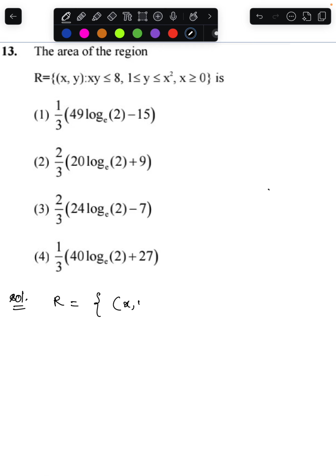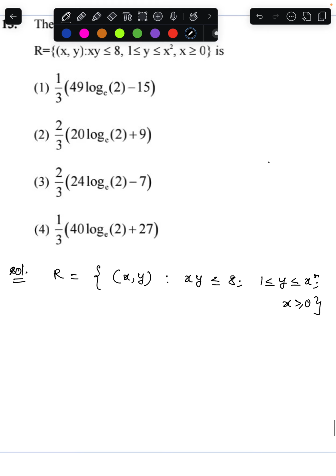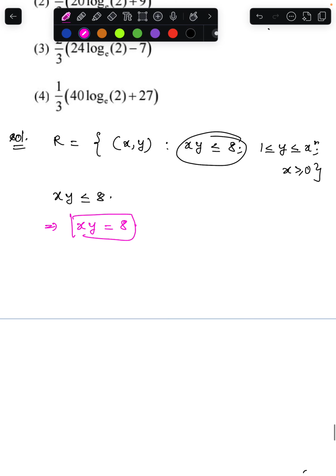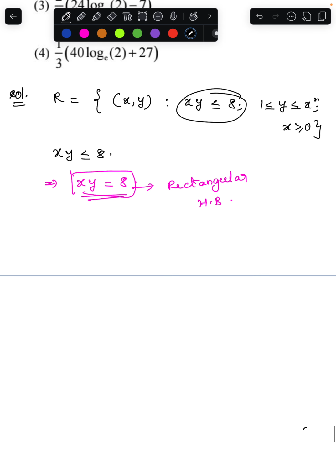So here x comma y such that xy less than or equals to 8, 1 less than or equals to y less than or equals to x square, x greater than or equals to 0, right? So first of all, see here. xy less than or equals to 8. Whenever there is an inequality, always try to write it first in the form of an equality, then you will know the nature of the graph, right? xy equals to 8 means clearly it's a rectangular hyperbola, right? With the x and y axis as asymptotes. Let's plot that graph.